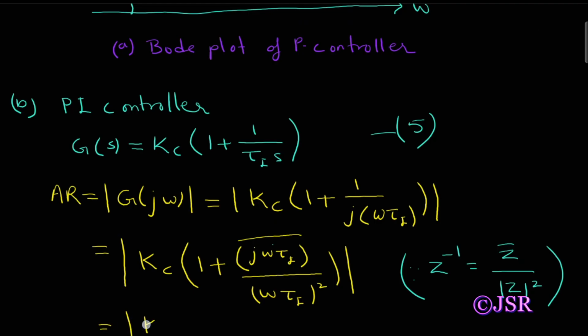And this will finally be the mod of Kc times 1 minus j upon omega tau I.